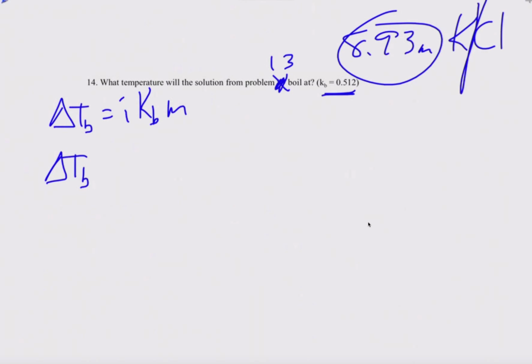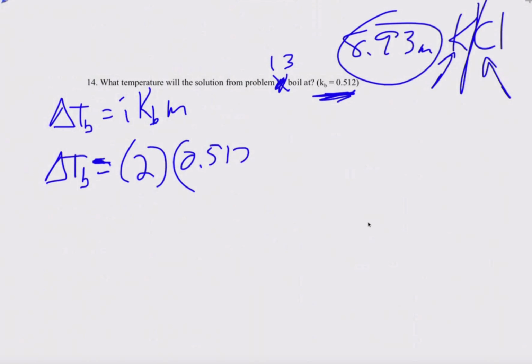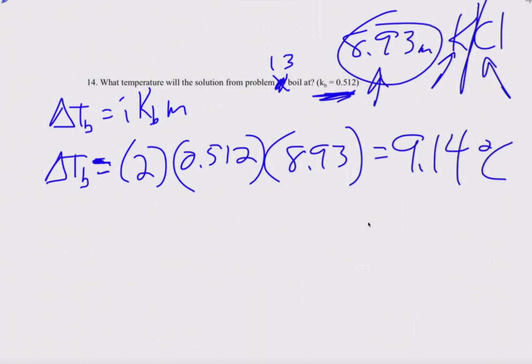Well, this is an ionic compound. It's a metal and a nonmetal. It's got a chloride. Again, that's a big clue that this is going to break apart. So the i is going to be greater than 1. And in this case, it's going to be 2 because it's going to break into one potassium and one chloride. So 2 times the boiling point constant of 0.512 times the concentration of 8.93 gives us a change in boiling temperature of 9.14 degrees Celsius. That's not the answer, though.